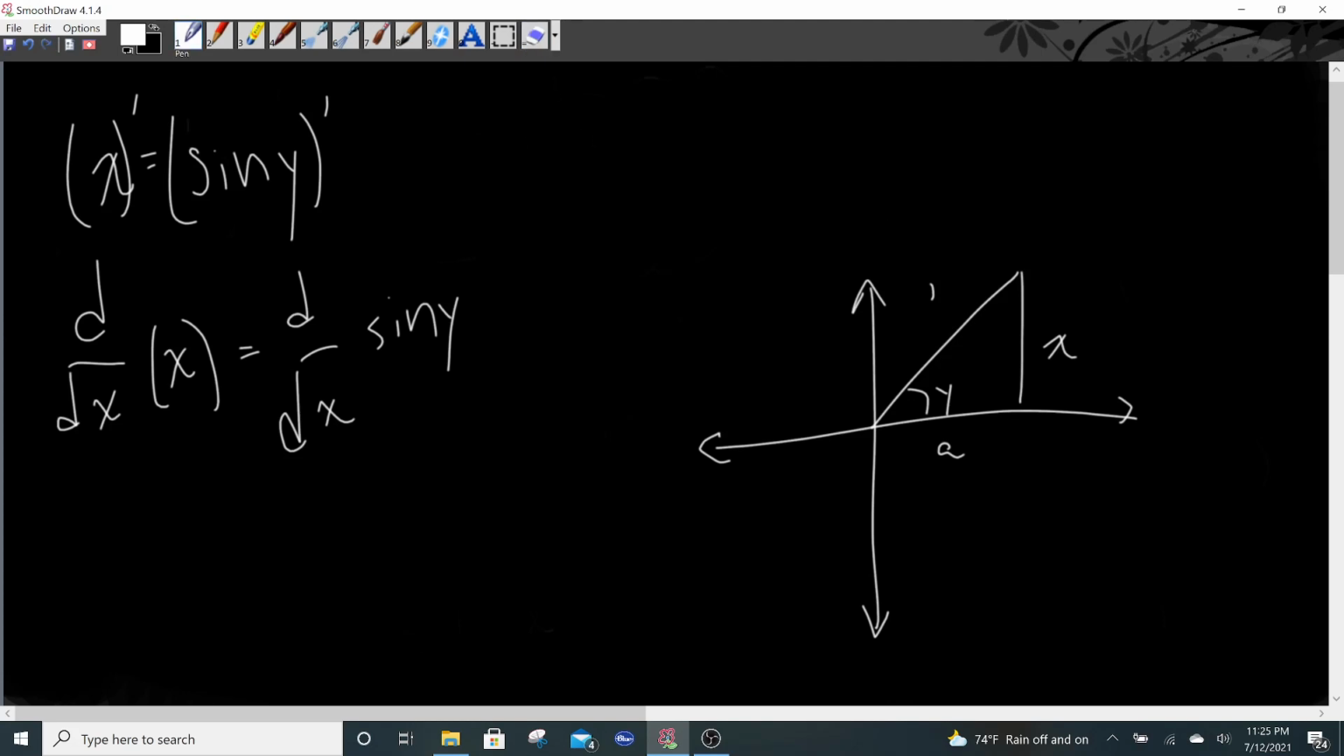And so therefore, we're going to use d/dx of x, which is going to be 1. And we're going to find the derivative of sine y. Let me actually go back to d/dx notation. We're going to say that the derivative with respect to y of sine y times the derivative of y with respect to x. So maybe write that down, think about it.